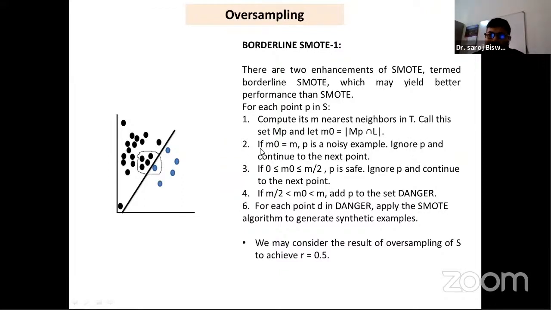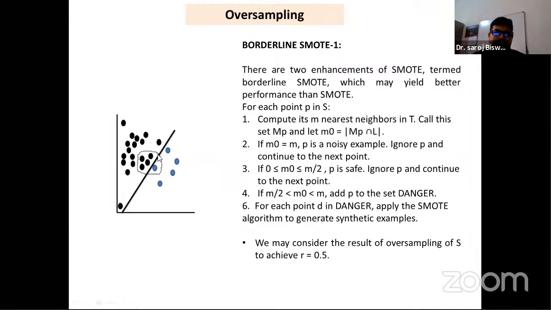Then this set MP, which set is MP? MP is the set consisting of the M nearest neighbors. So now MP equals this. And now let's calculate M0. M0 equals MP intersection L. In the MP set we have 1, 2, 3, 4 black dots. L means what? Majority. So all black dots come under majority. So if we find the intersection between this and this, then the value of M0 becomes 4.